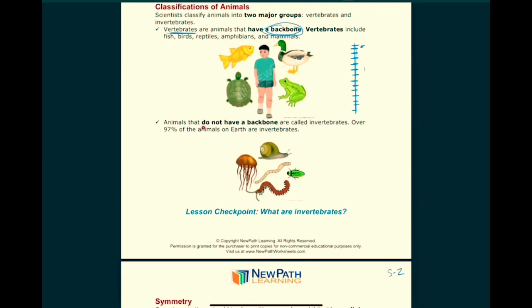They do not have a backbone. They're called invertebrates. Over 97% of the animals on Earth are invertebrates. That's very interesting. That means only 3% is left. That would be humans and all the types of animals that you could probably think of, lions and zebras and elephants and giraffes and all those animals that are up walking around. They would be making up only 3% of the total population of animals on the Earth. That's an interesting fact.